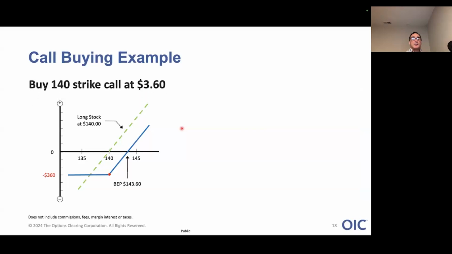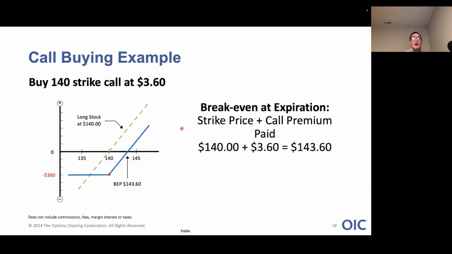Now let's get into some very basic strategies. The first one we're going to look at is just buying a call outright. Let's say the stock is trading for $140. If I were going to buy 100 shares of this stock, I could do that, but it would cost me $14,000. If I buy the stock and it goes up by $1, I'm going to make $1. If it goes down by $1, I'm going to lose $1. Pretty straightforward.